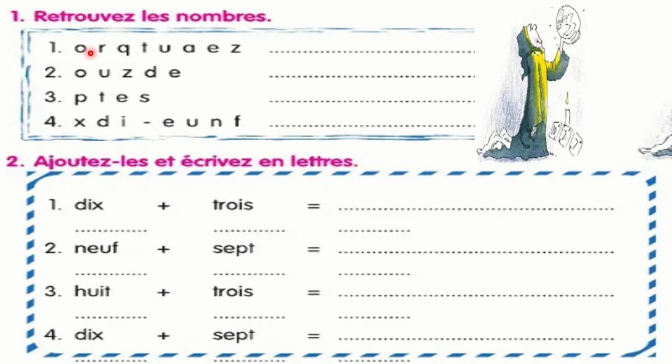So first we have ORQTUAEZ, that forms quatorze. That means 14. Then we have the second one, that is OUZDE, which is douze. 12 is 12. Then we have the third one, that is PTES, which is sept. Sept means 7. Then we have the fourth one, that is XDI-EUNF, which forms dix-neuf, which is 19.